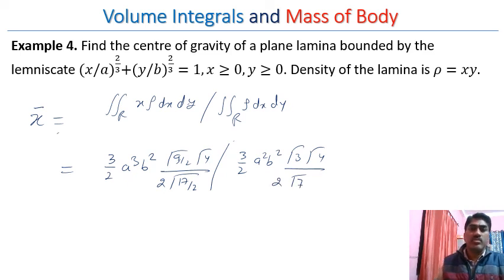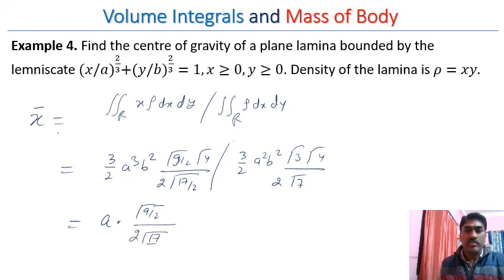So you just need to evaluate these gamma values and simplify. You can see that 3 by 2 is cancelled out, a cube and a square leave a, and b square is cancelled out. So these many parts will get cancelled out. You will get a times gamma 9 by 2 in the numerator, over 2 gamma 17 by 2, and in the denominator gamma 4 has cancelled, so gamma 3 divided by 2 gamma 7.